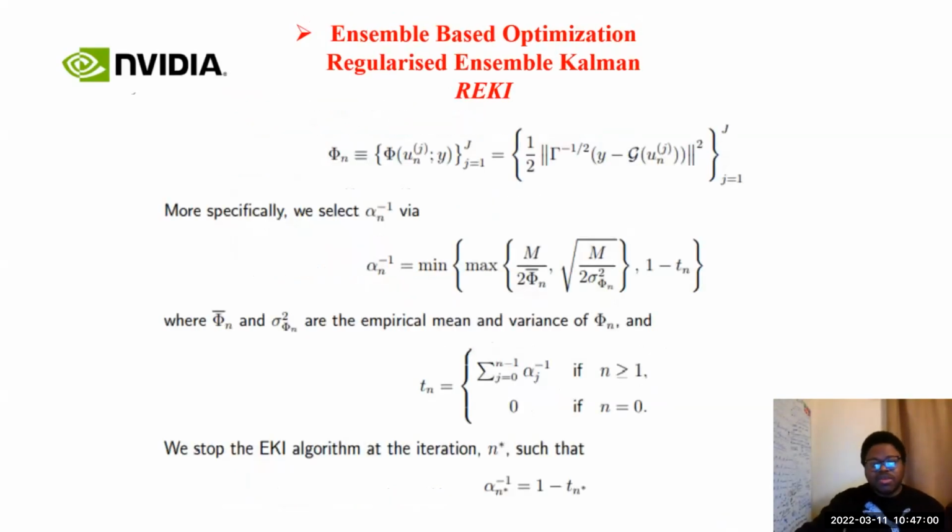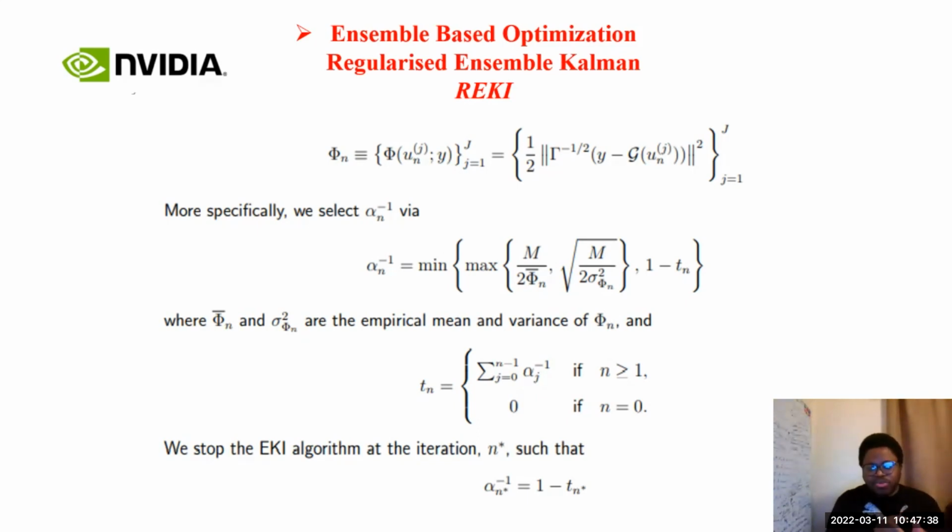So the method is, I compared the maximum between m over 2 phi tilde n and the square root of that expression there. So m is the number of sample points, and phi tilde is the mean, and this is times the standard deviation. So the maximum between this expression was held, and then I compared the minimum between this expression and 1 minus Tn. So there's a rigorous proof for this new approach.